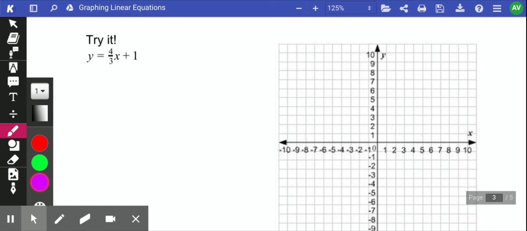So I would recommend using this type of one, the one where we use y equals mx plus b. It's especially good for fractions. It makes it easy because you're just counting. So for instance, this one slope would be up 4 to the right 3. Okay? All right, good luck.